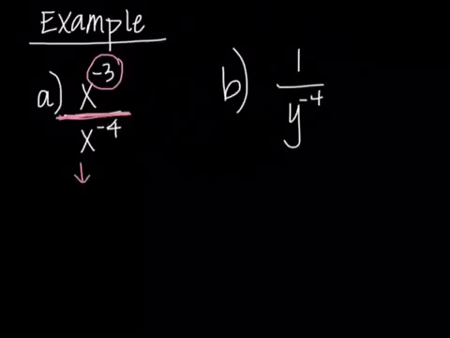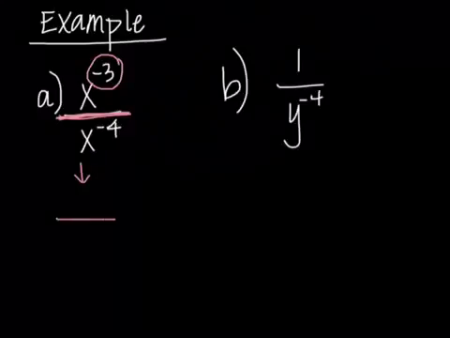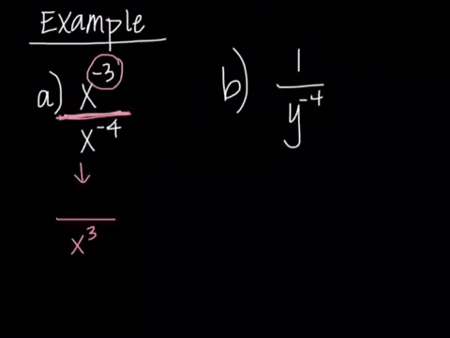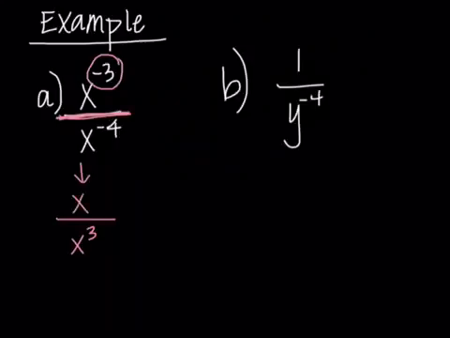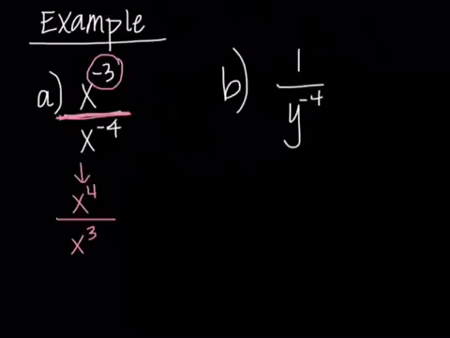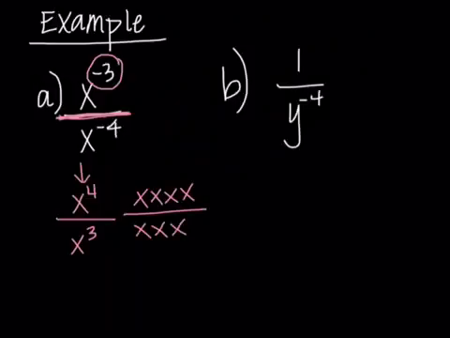For this first example, x to the third will move down below, and x to the negative fourth will move up and become x to the fourth above. Now, just like I did with my division examples, I can expand these out. X to the fourth is x times itself 4 times. X to the third is x times itself 3 times.